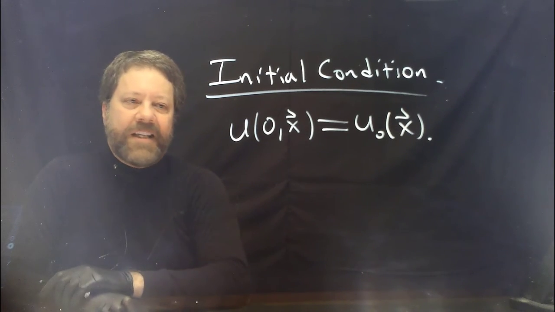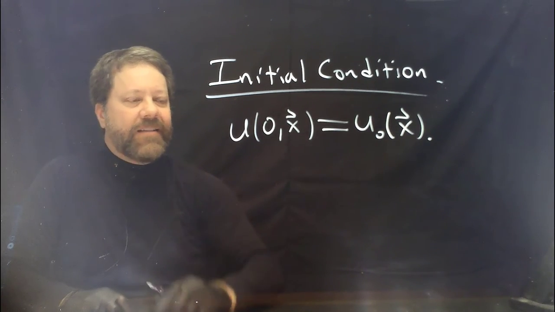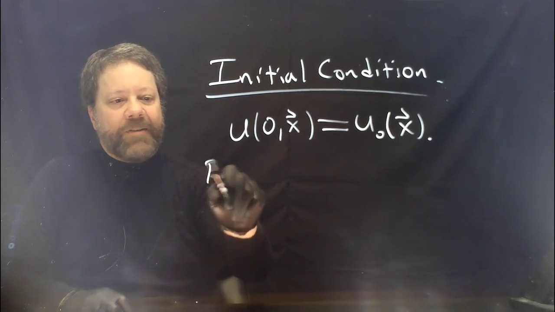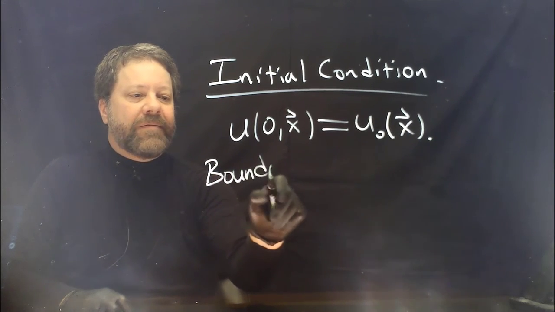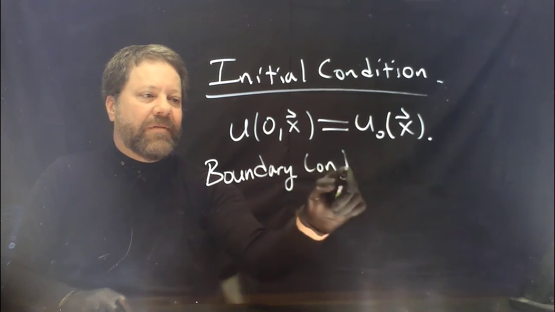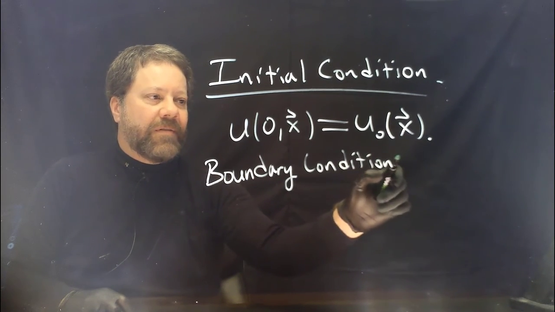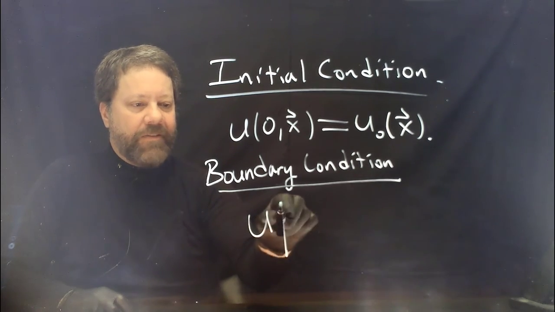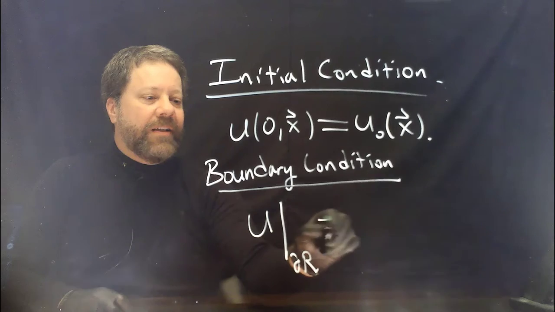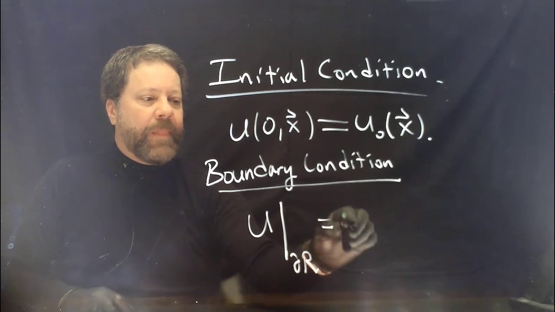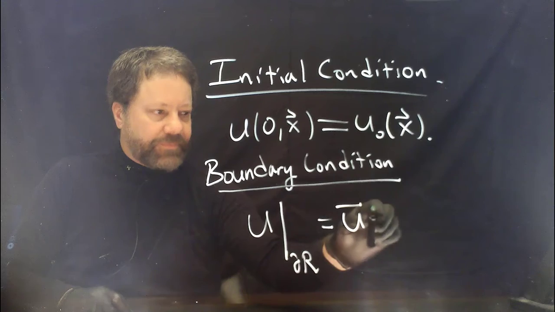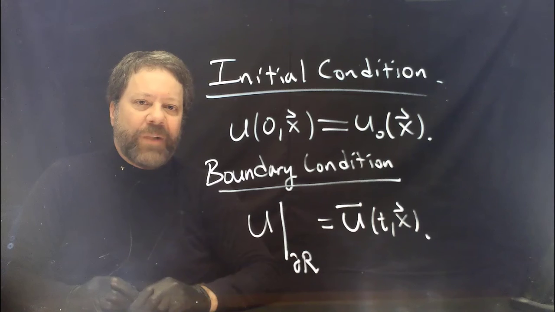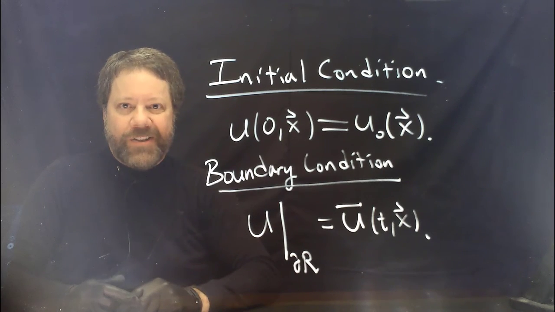It's where, when you replace t by 0, you get some specified function, u0 of x. How about boundary conditions? What is a boundary condition? It's where u, evaluated at the boundary of some region, is equal to some specified function, which I guess we can call u boundary of t and x. Our typical problem here will have both initial and boundary conditions.